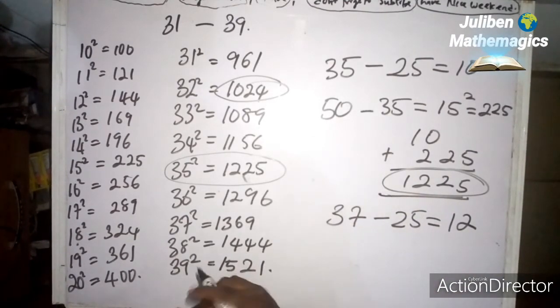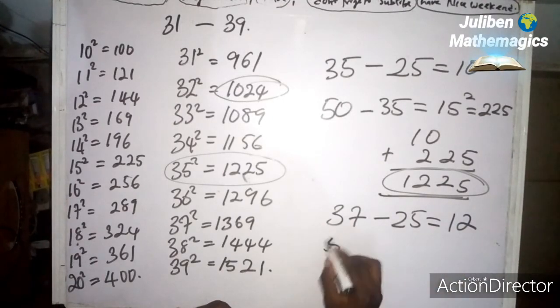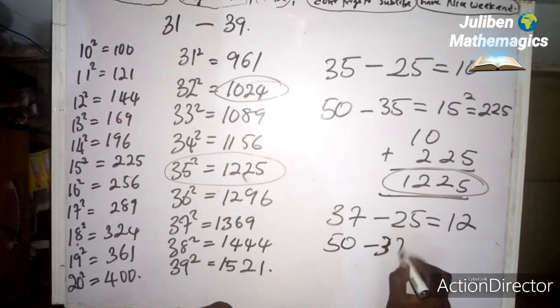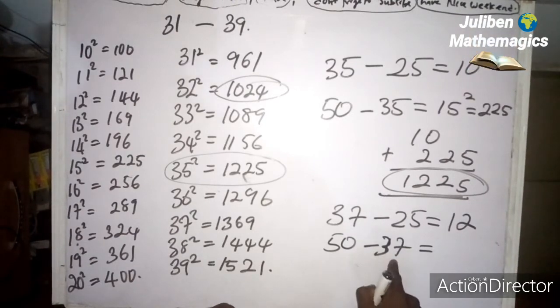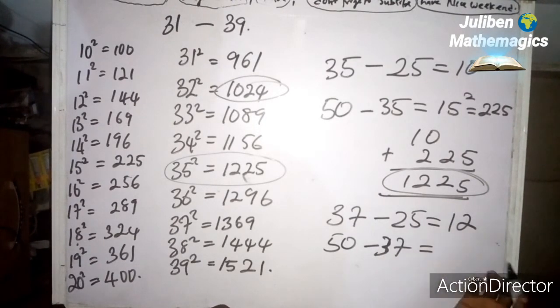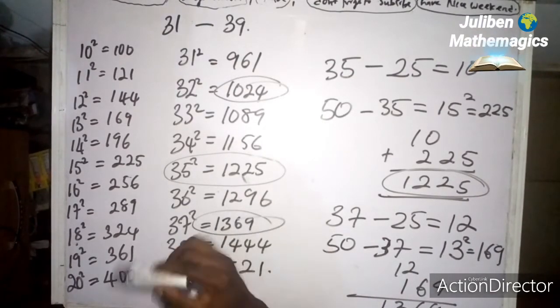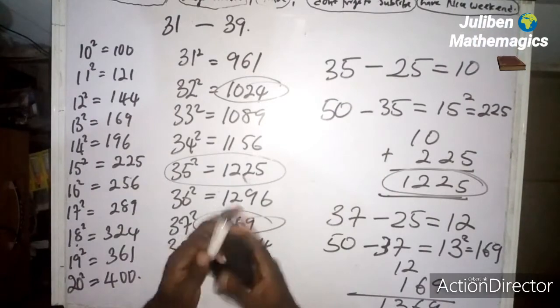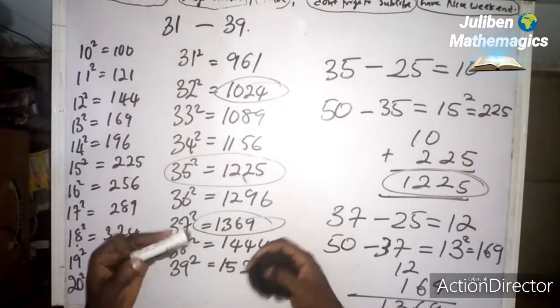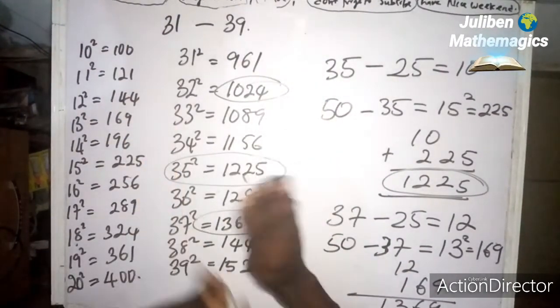So you bring down your 12, keep it, subtract 50 from 37, and of course 50 minus 37 is going to give you, as we did before, 13. Square 13, you get 169. Then add 12 to 169 in this pattern. You have 1369. Ladies and gentlemen, that is the magic behind the arrangement of this, and that is how I could easily get them without stress. You know, it's that simple.